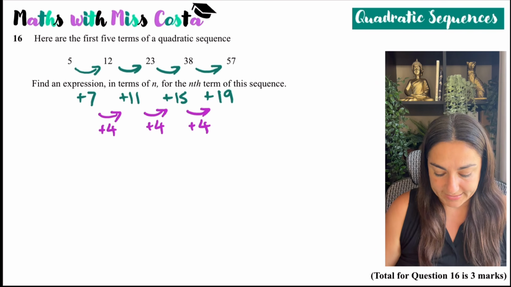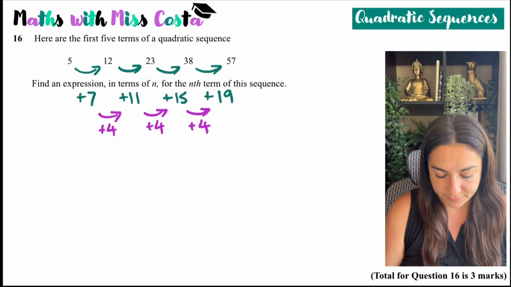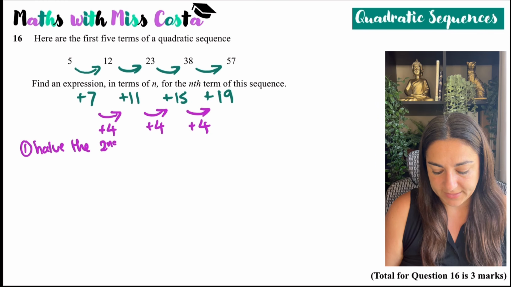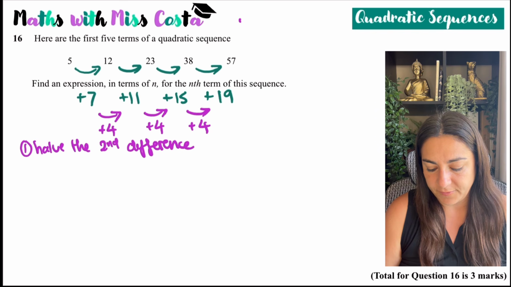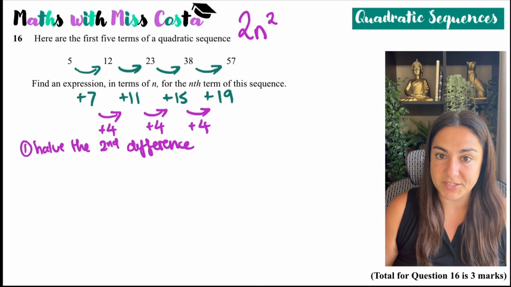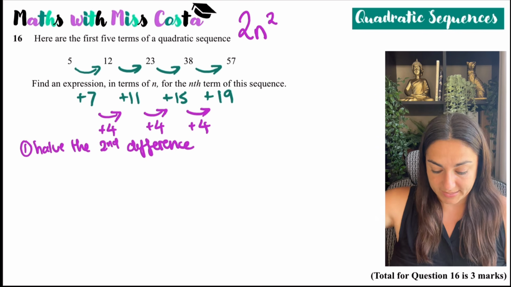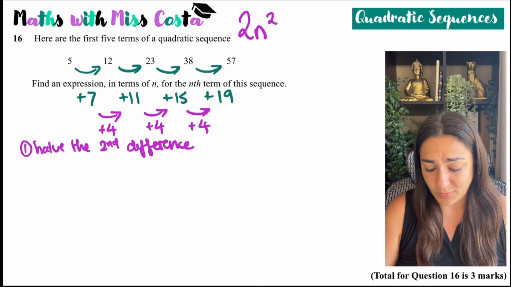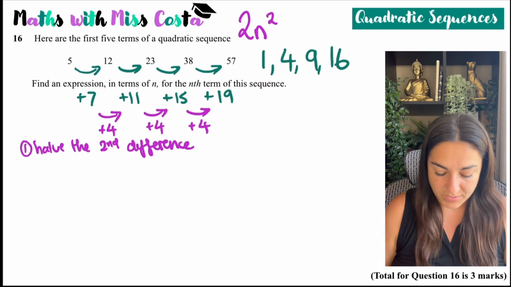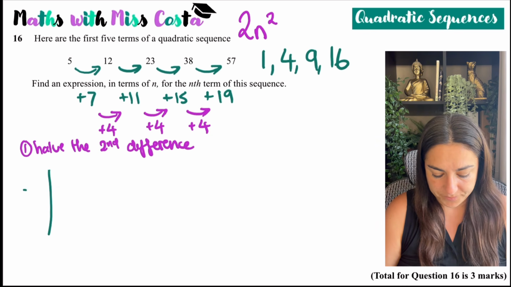What we do is we halve the second difference, and that tells us what the coefficient of n squared would be. So I know that the first part of my quadratic sequence is going to be 2n squared, which means it's going up in the 2n squared times tables. What's really handy is if you know your square numbers, 1, 4, 9, 16, you just write them out, because that will help you with the next part.